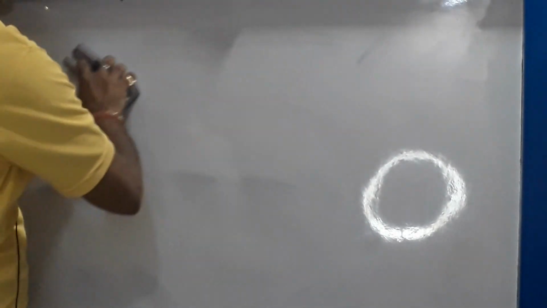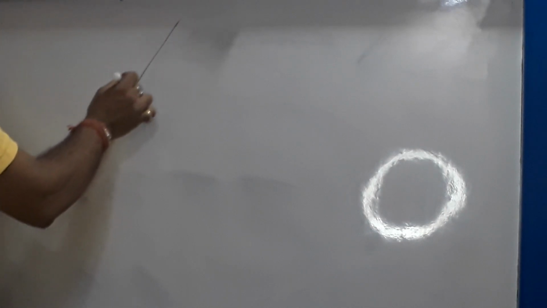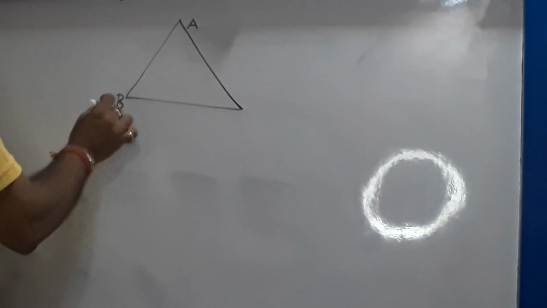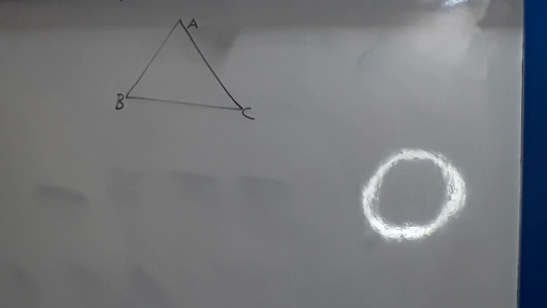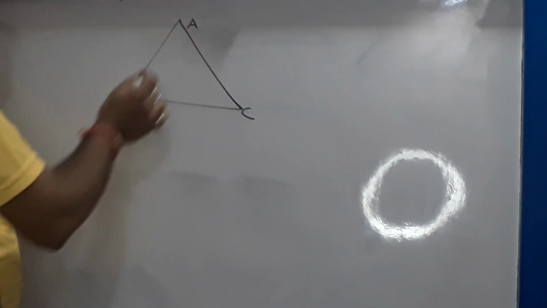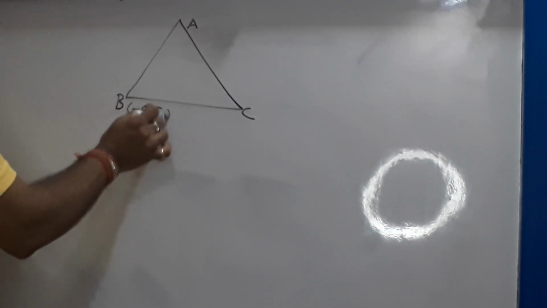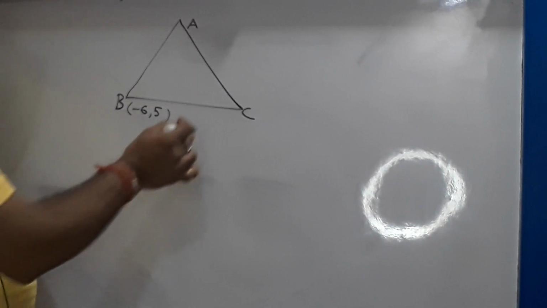Based on the centroid of a triangle, there is one question. You are given a triangle A, B, C. The vertices of the triangle are given. B is (-6, 5) and C is (11, 8).